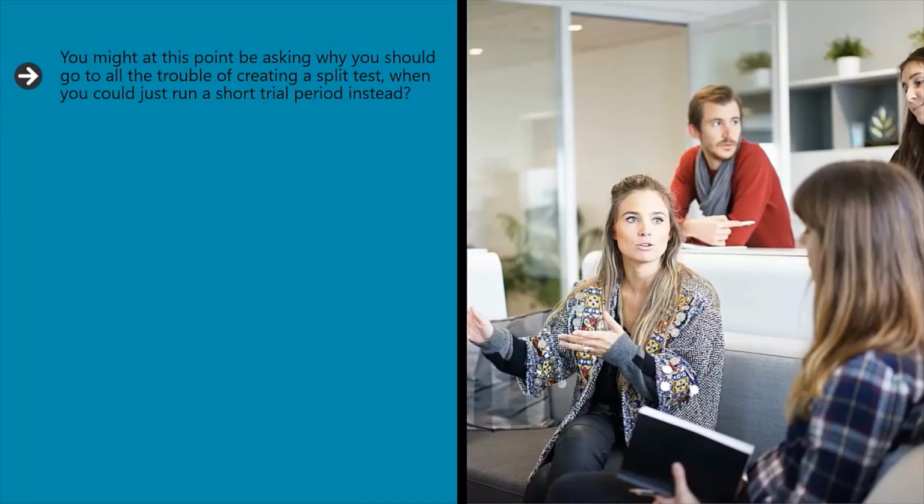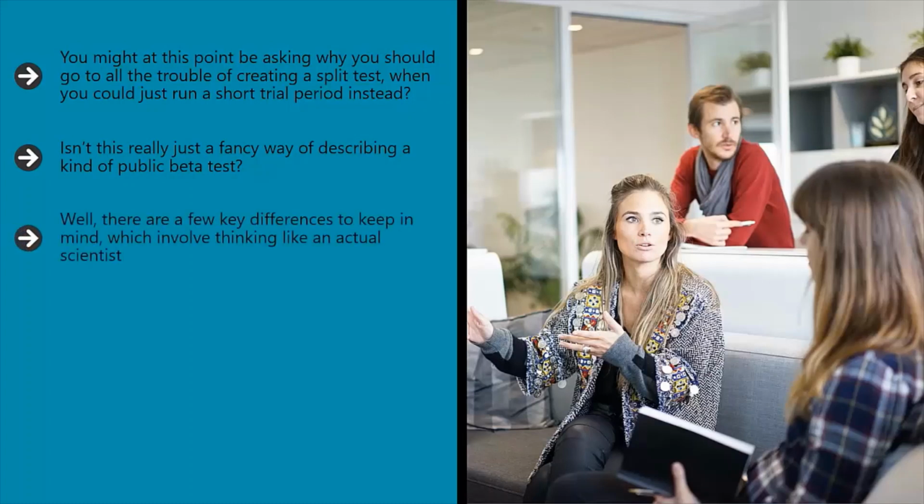You might at this point be asking why you should go to all the trouble of creating a split test when you could just run a short trial period instead. Why color your shop's buttons red and then wait for them to collect enough actionable data? Isn't this really just a fancy way of describing a kind of public beta test? Well, there are a few key differences to keep in mind, which involve thinking like an actual scientist, because that's what this is emulating. FYI, this is precisely the same technique used in research.